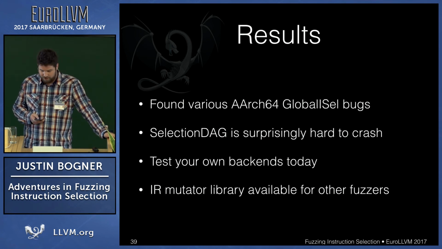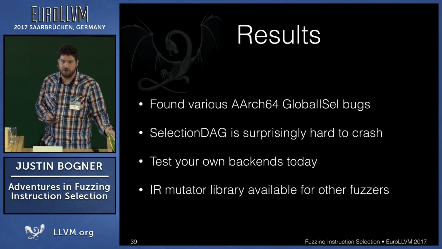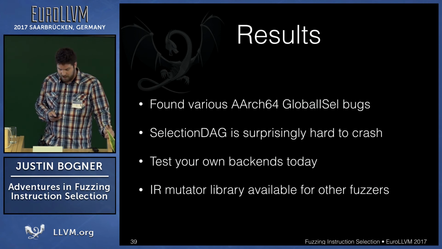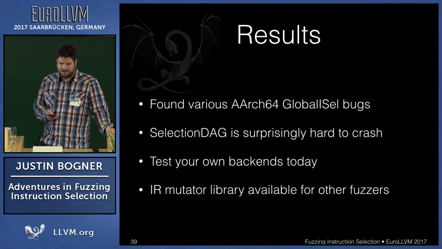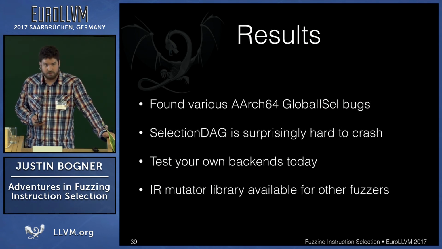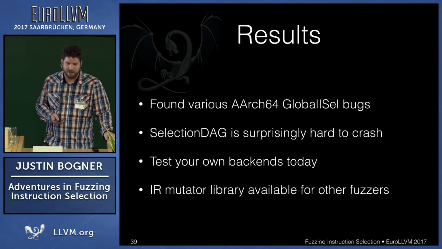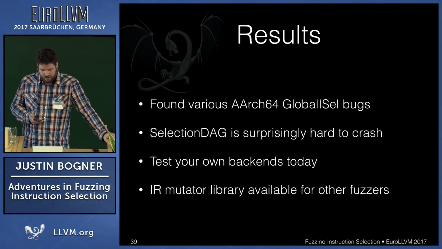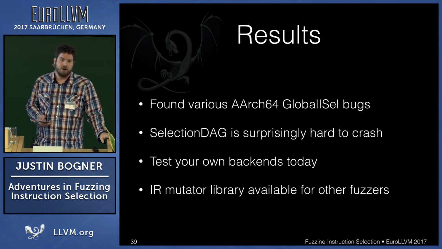And now you're probably wondering really how this turned out. So it actually has been pretty reasonably effective in finding some of the AArch64 GlobalISel bugs and missing features. It's also shown that selection DAG is surprisingly hard to crash when you give it normal types. It's also usable today, well, as soon as it's actually committed, for testing your own backends, whether that's selection DAG, fast ISel, or if you've already jumped on the GlobalISel bandwagon. I've also built up this framework for IR mutators that should be usable if you did want to go ahead and start writing fuzzers for other things that take IR as input.